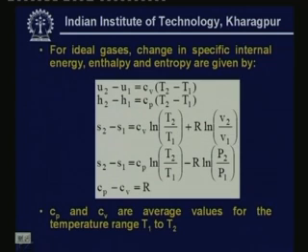Next, using the first TdS equation, we can find out the entropy change of an ideal gas, that is given by s2 minus s1 is equal to Cv ln T2 by T1 plus R ln v2 by v1.